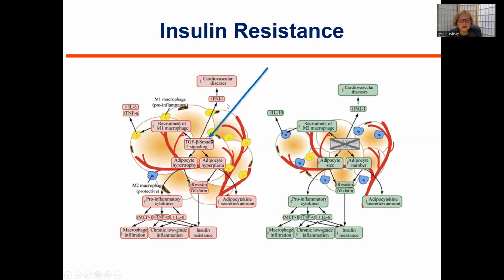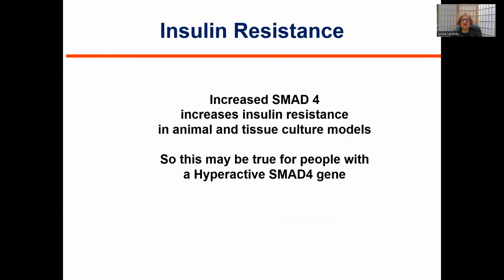So increased SMAD4, we know if you put SMAD4 into the cells in tissue culture, or you make a bioengineered mouse that has increased SMAD4, they will be insulin resistant and the cells will be insulin resistant. We know that. So this may well be true for people with a hyperactive SMAD4 gene, but you can still fight it. Even if you have the bad genes, you can still fight it. And that fight is on the physical level without medication, basically exercise and careful diet and weight control.